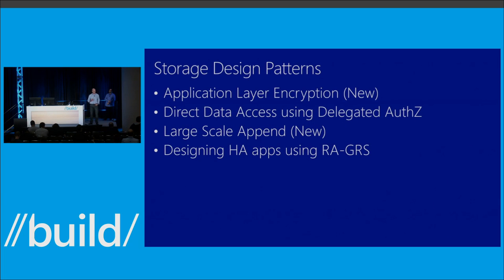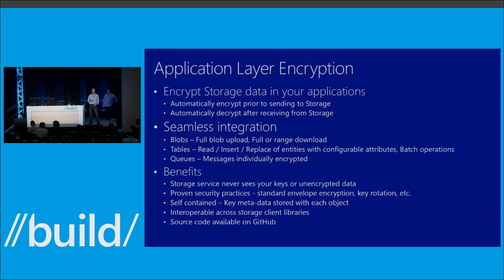So we're going to talk about Application Layer Encryption. This is a capability that we've just released this week for our .NET client library and coming soon for other libraries. The ability to do direct data access using delegated authorization. This is a model that we've supported for a long time and our recommended model for many scenarios. The ability to do large-scale append operations, critical for big data logging scenarios, but also useful for a number of other scenarios as well. And then finally, I'm going to talk about how to build highly available applications using RA-GRS. So let's jump into encryption.